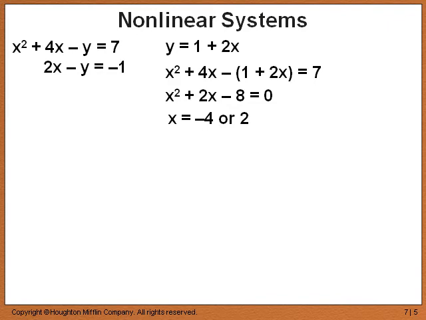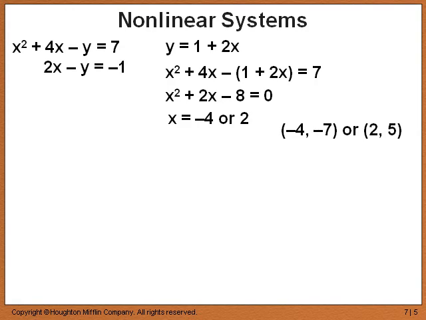And then I have to back substitute with each of these values. And I get two ordered pairs. So one ordered pair is -4, -7. That is a valid solution for this nonlinear system. The other ordered pair is 2, 5. And 2, 5 is also a valid solution to this nonlinear system.